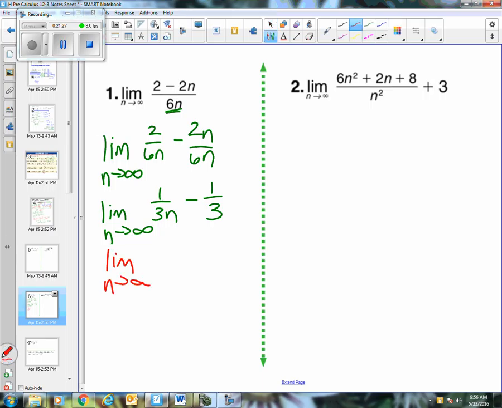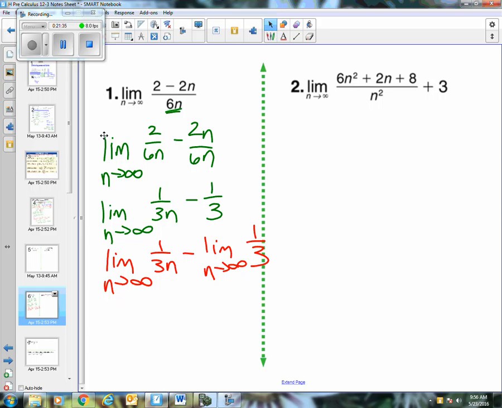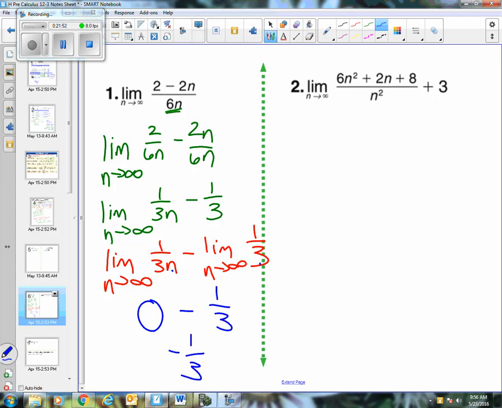So the limit as n approaches infinity of 1 over 3n minus the limit as n approaches infinity of 1 over 3. All right, so we're going to take a look and see what happens to each of these separately. So what happens to 1 over 3n? Well, that would go to 0, because if you have an n on the bottom, as n gets bigger, 1 over that larger value is going to get smaller and smaller and smaller. Okay, what happens to a third? Well, absolutely nothing. It's a constant. So 0 minus a third would be negative 1/3.